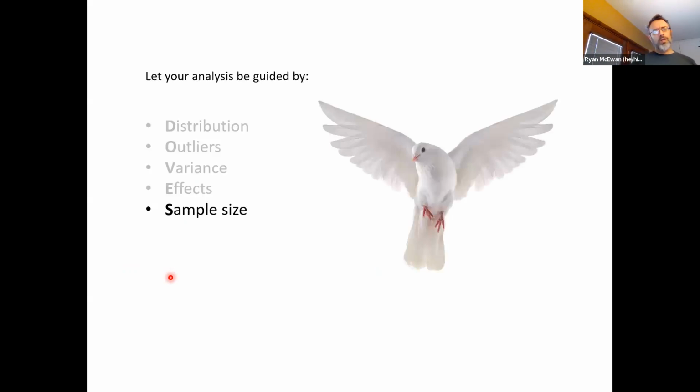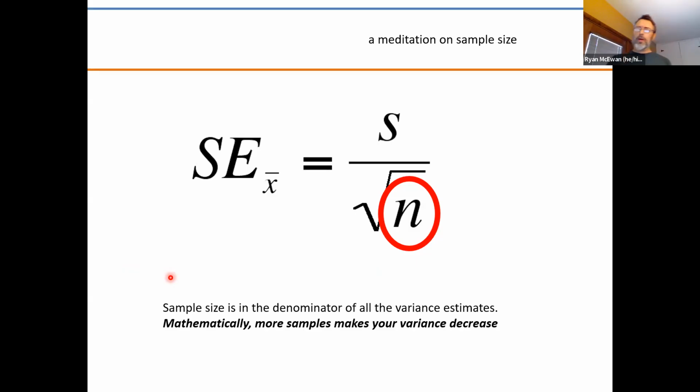All right. The last thing is sample size. We've already talked about this at length, and I don't want to go into it again. But again, this class does not have that many concepts, and we just cycle through those the whole semester, more and more and more, until it becomes hopefully innate. The sample size is the denominator of all these variance estimates, which we went through. This is the standard error here, I think. Mathematically, more samples makes your variance decrease. Okay.